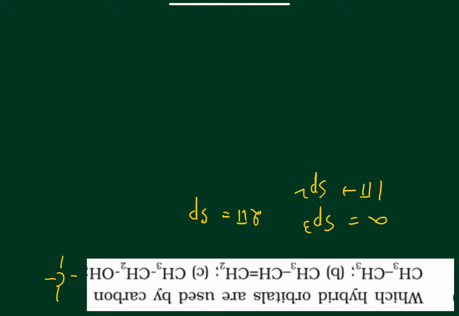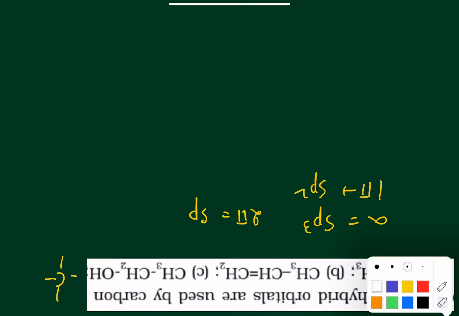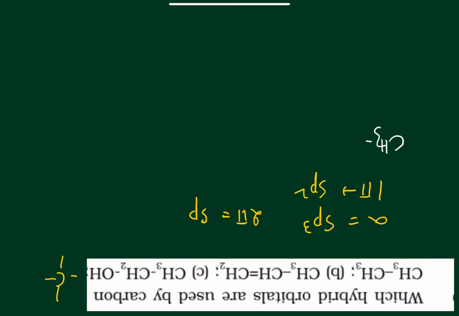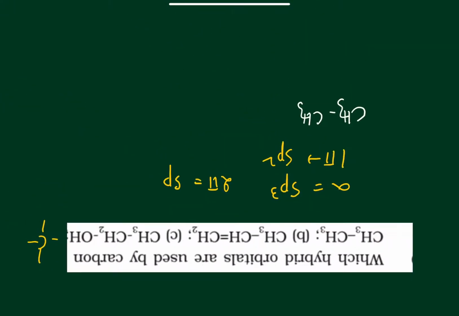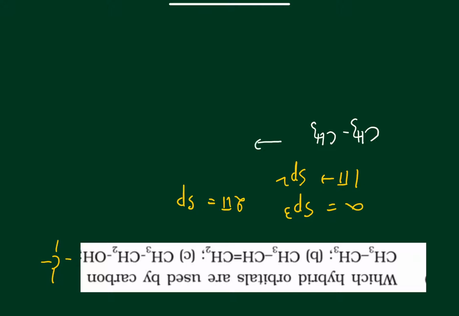So let's take the first part. The first part is CH3, which is simple ethane. Now here, expanding the structure, you can see easily that this has this kind of a structure. These are all your hydrogens. So there are only sigma bonds involved, there is no pi bond. That's why you can easily say both carbons are sp3, because only sigma bonds have been used here, pi bonds have not been involved, so it's sp3.